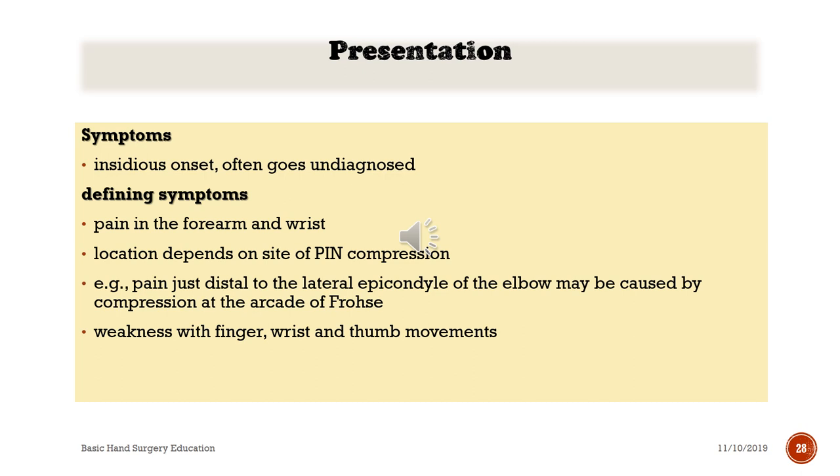Symptoms and presentation. Insidious onset, often with undiagnosed symptoms. Defining symptoms: pain in the forearm and or wrist. The location depends on the compression. For example, pain near the lateral epicondyle of the elbow may be caused by compression at the arcade of Frohse, with weakness in finger, wrist and thumb movements.